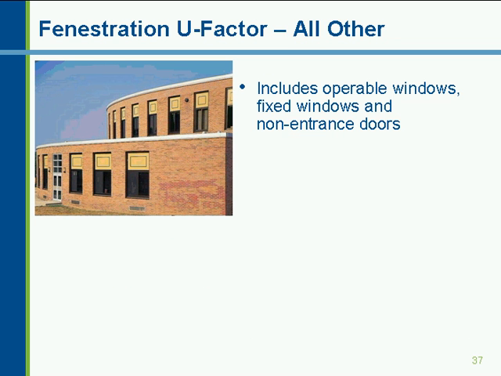Operable windows for metal frame. These are showing metal framed operable windows. This falls underneath the all other category, and this is kind of that catch-all category that if your glass doesn't fall into any of the other categories, you have to go ahead and use. So that's going to include operable windows, fixed windows, non-entrance types of doors that are still glass will fall underneath, again, this catch-all category of all other, and that will have specific U-factor requirements.